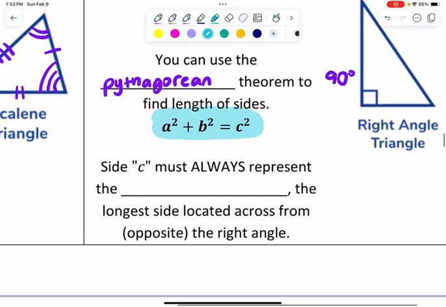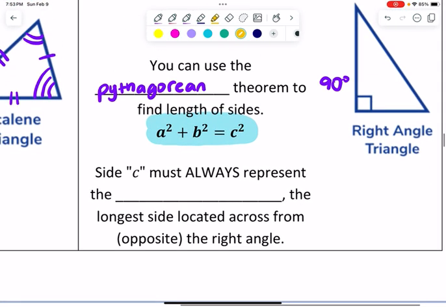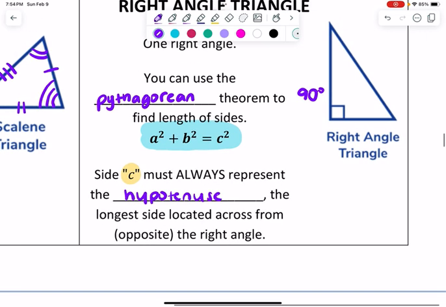The really big and most important thing about that Pythagorean theorem is side C must always represent the hypotenuse, which is defined as the longest side. Now, that longest side is always going to be located across or opposite to the right angle.